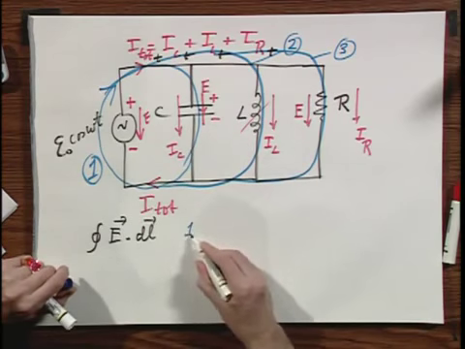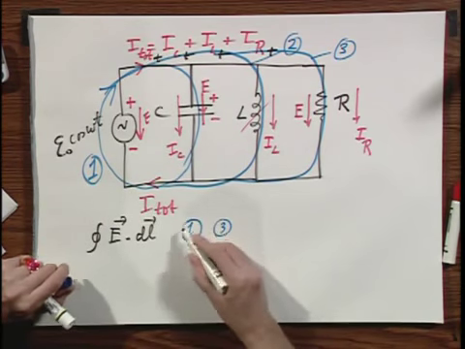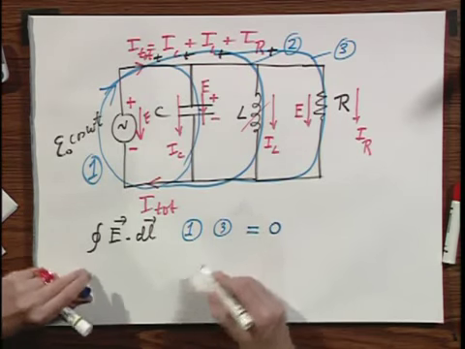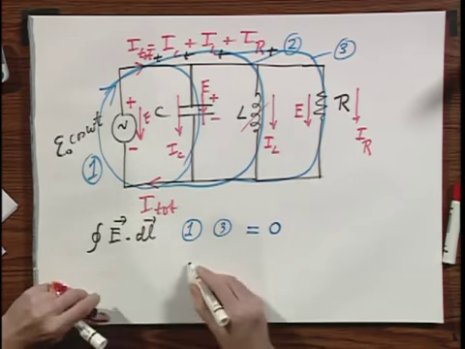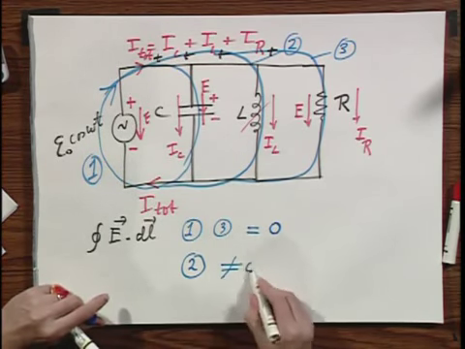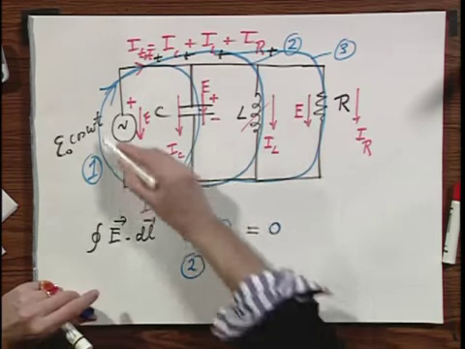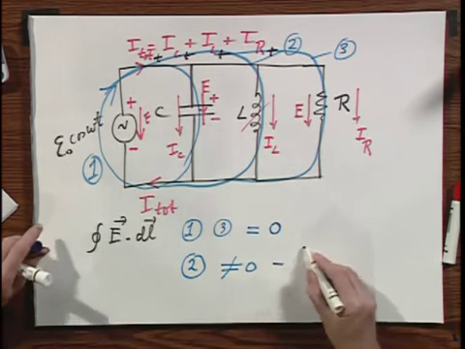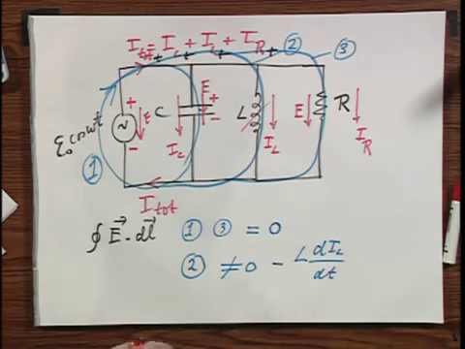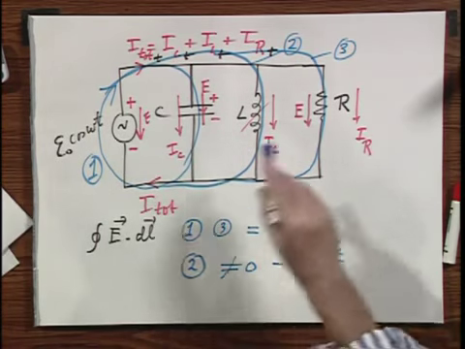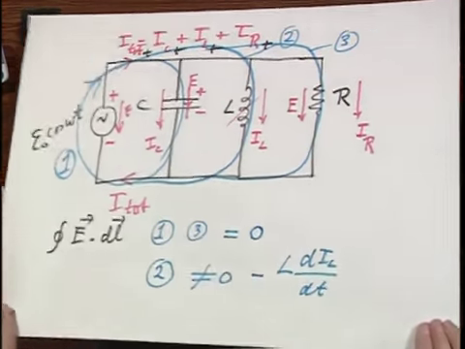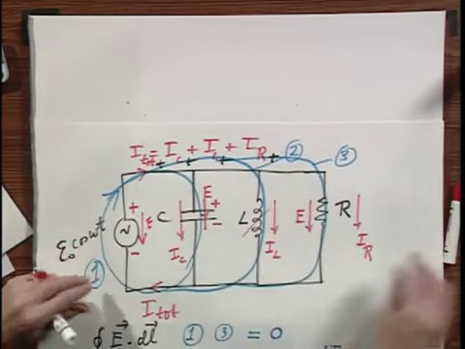And for number 1 and for number 3, Kirchhoff's law holds. It is a conservative E field, so this equals 0. But for loop number 2, Kirchhoff's law does not hold. We have a non-conservative E field, and the answer is minus L dIL dt. So I can write down now, if I want to, the differential equations for these 3 loops.